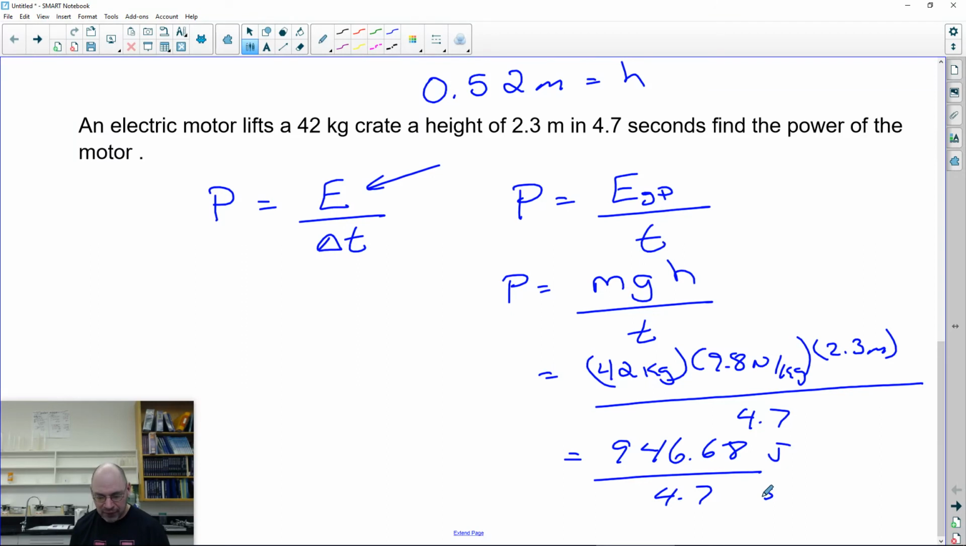Okay, divide by 4.7, and we get 201.4, so we can say about 200 watts. There's two significant figures, so that one is significant. 200 watts. 201 you could even put if you wanted, but if you're going by significant figures, 200 watts.